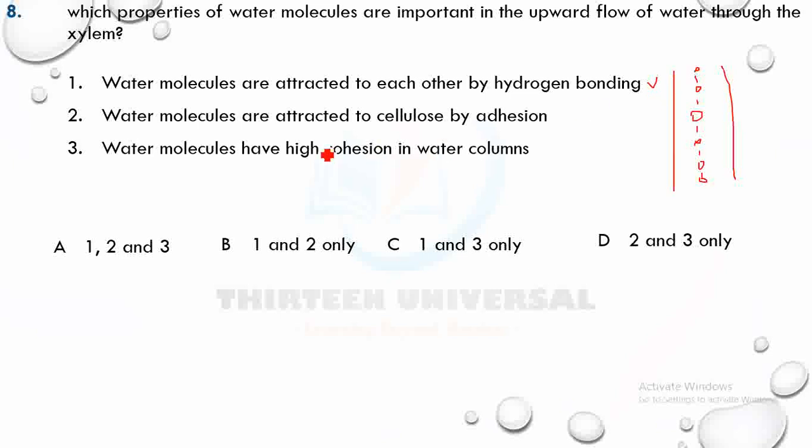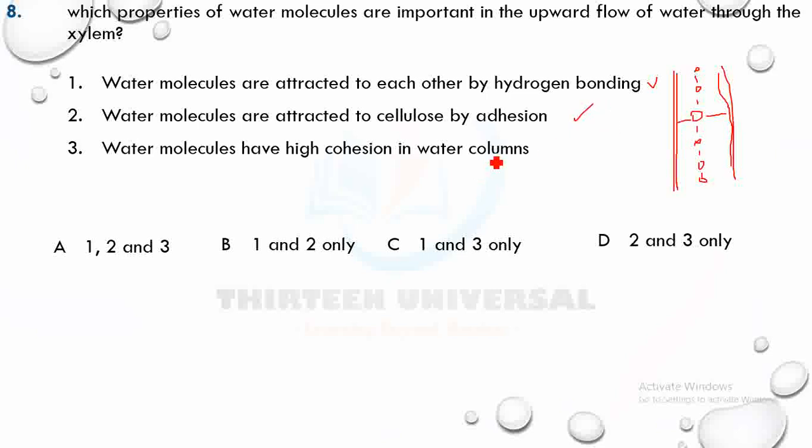Water molecules number 2 are attracted to cellulose by adhesion. So you see, cellulose is on the wall of xylem. This is the wall of xylem, all right? So they are attracted to cellulose by adhesion. Yeah, this is also correct.